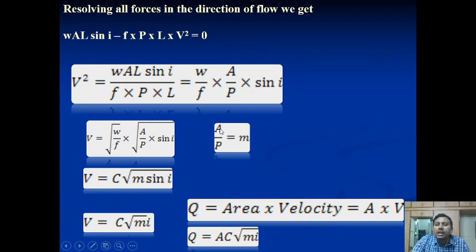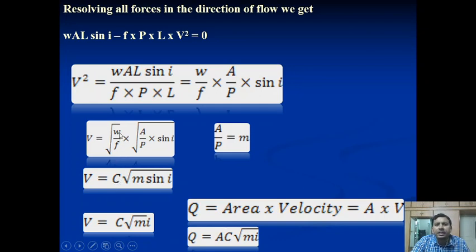Now A is the area and P is the perimeter, and the division A by P is considered the hydraulic mean depth, denoted by the small m. So instead of A by P, I can insert m in the equation, so it is m sin i. Here i is the angle of the channel. And now W by F we consider as Chezy's constant.